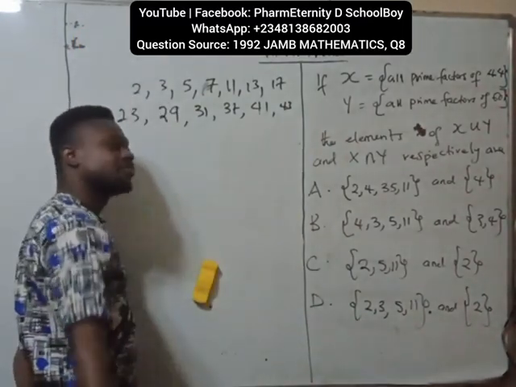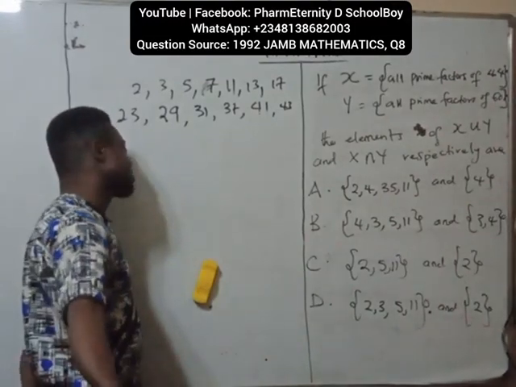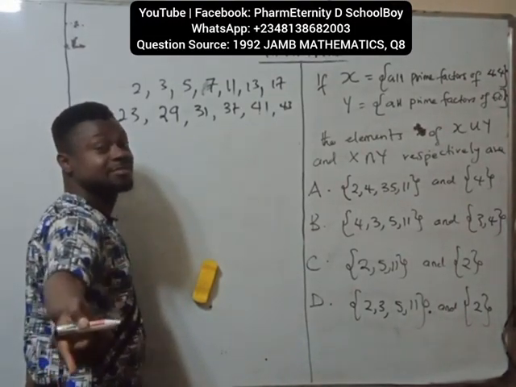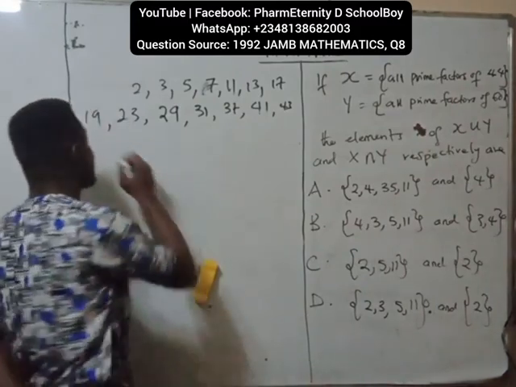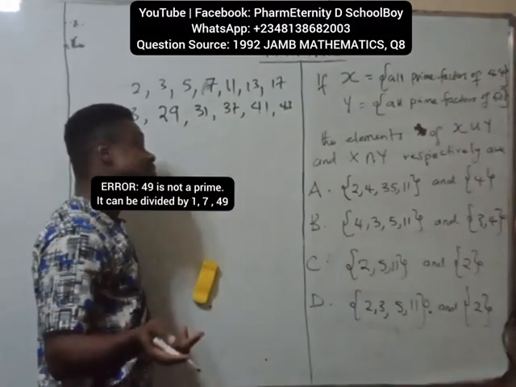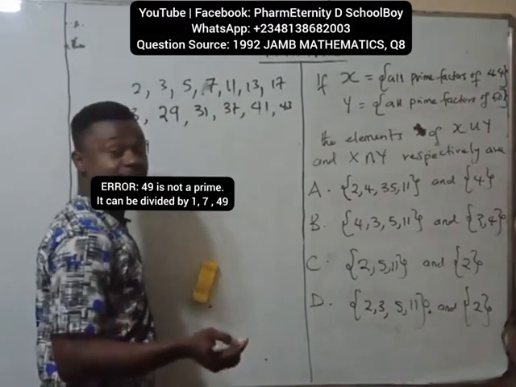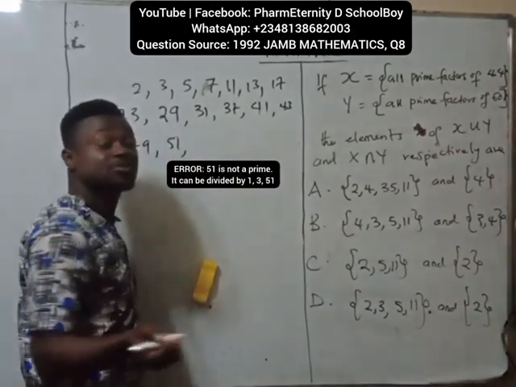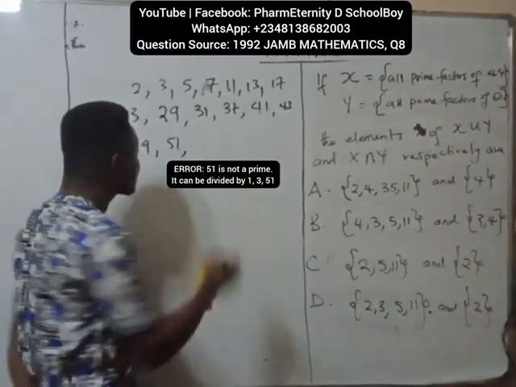44 is not a prime number. 45 is not. 46 can be divided by 2, so it is not. 47 is a prime number. 48 is not. 50 is not. 52 is not. 53 is a prime number.